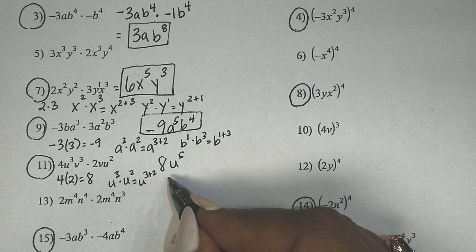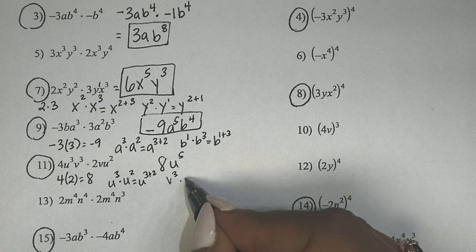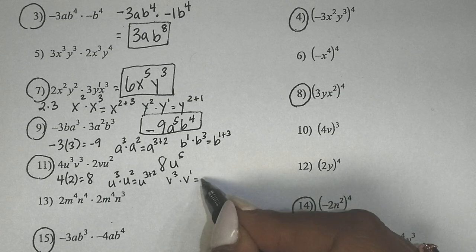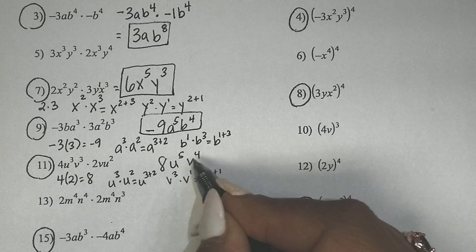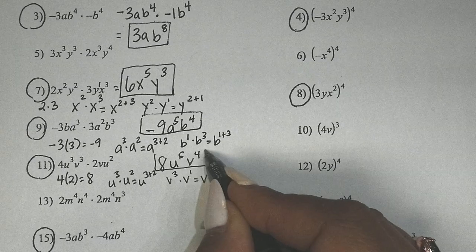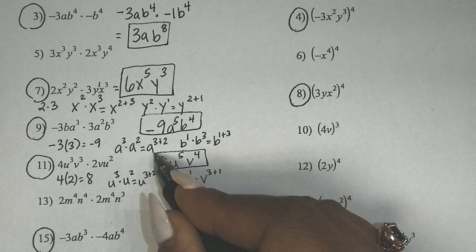And now I need to look at my v's. So I have v to the third power times v to the first power, and that is v to the 3 plus 1, which is v to the fourth power. Again, when you're multiplying your variables, you have to add your exponents.